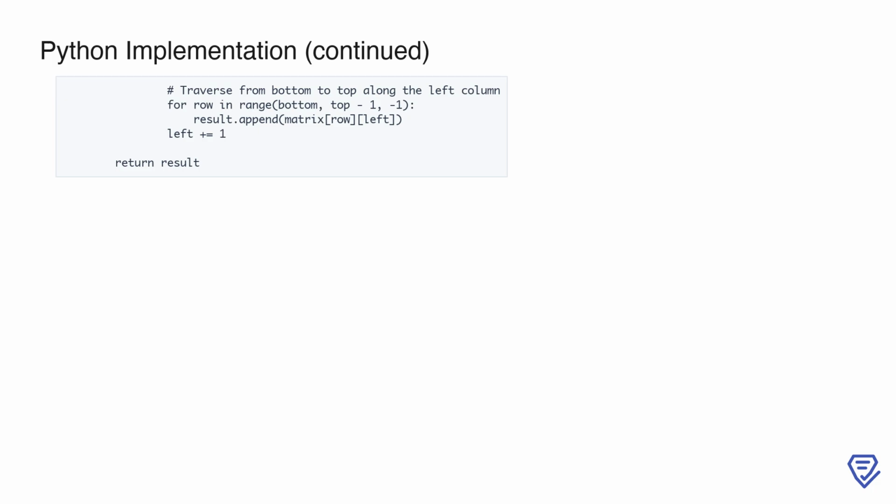Once all elements of the matrix have been added to result in spiral order, the function returns the result list. This step-by-step approach ensures that we traverse the matrix efficiently while maintaining the spiral pattern. This implementation is concise and leverages boundary adjustments to handle the traversal dynamically, layer by layer.